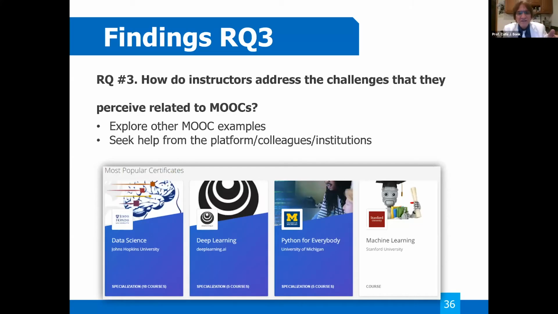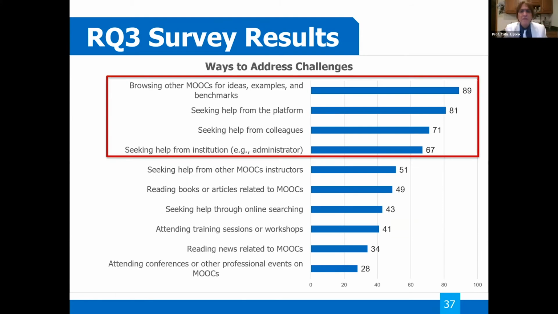Anyways, you see data science here, Python programming, machine learning. Those classes are very popular. The top 10 MOOC in the world is Chuck Severance's MOOC from Michigan, Python programming, or Python for Everybody.